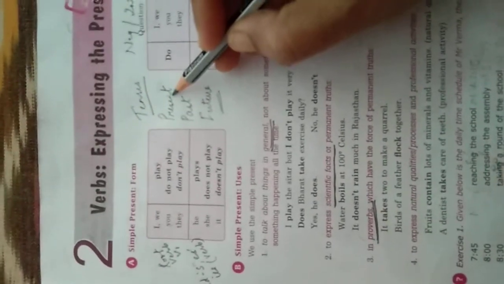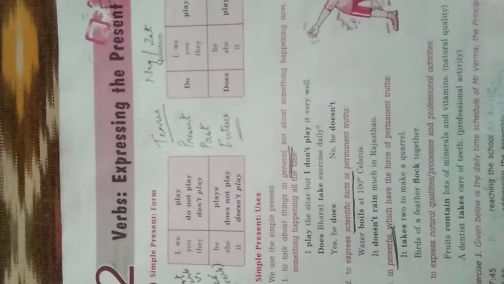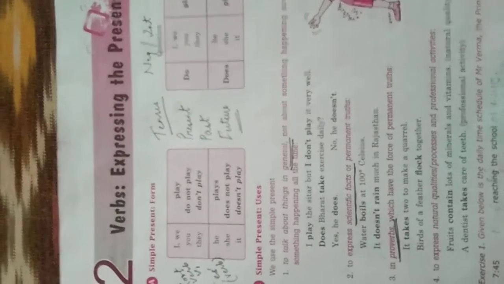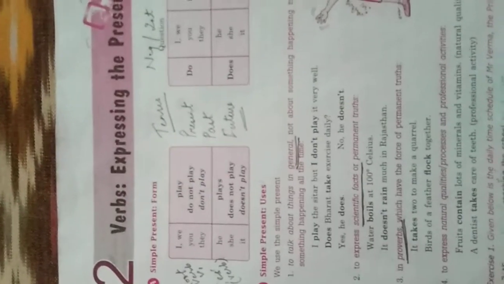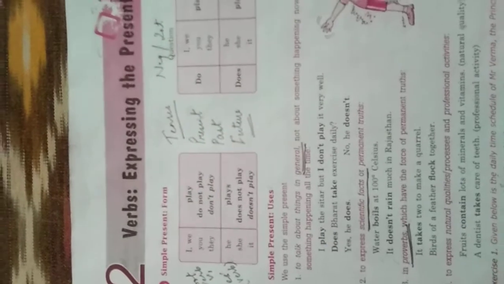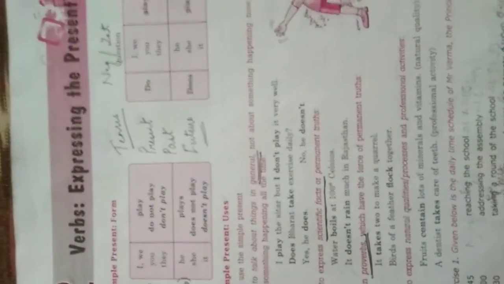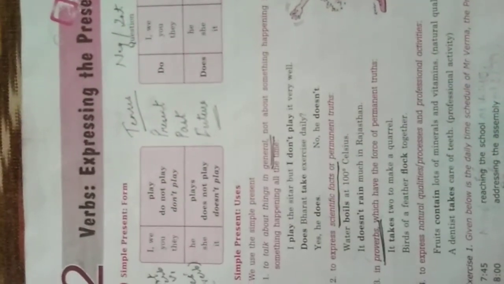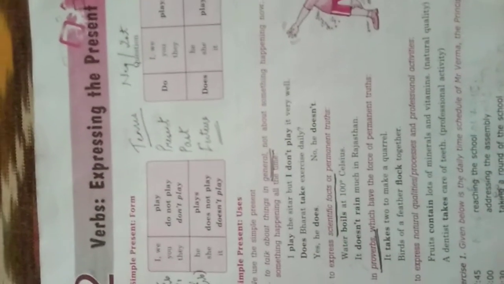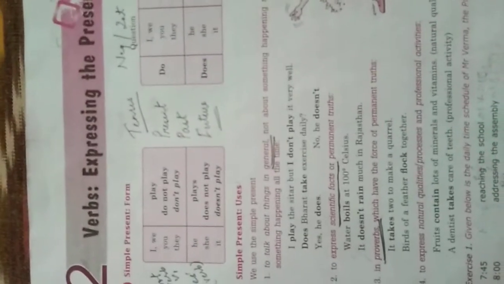So in present tense we have four parts, that is simple present, present continuous, present perfect and present perfect continuous. Today we will be doing simple present tense.